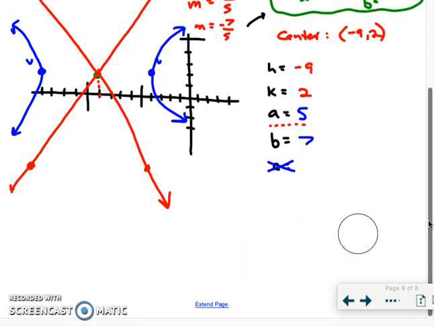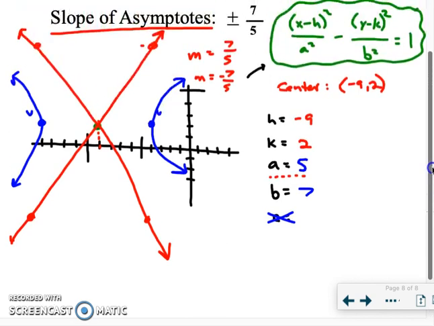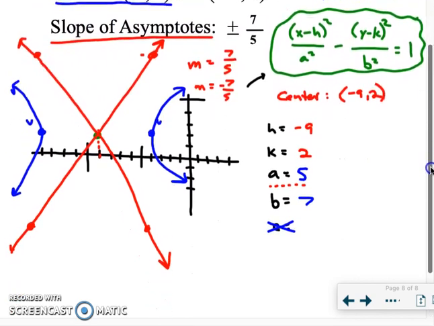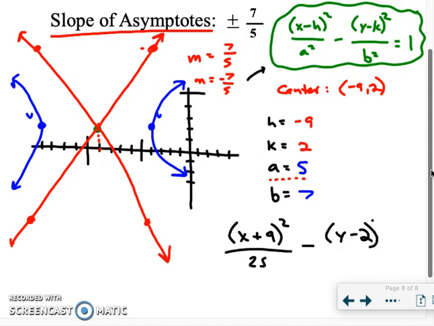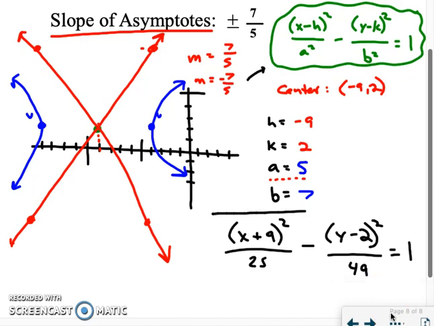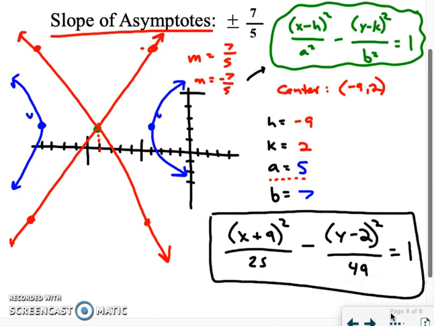So once we have h, k, a, and b, it's a matter of looking at, yep, this was a horizontal hyperbola. Therefore, what you see in green there, that's the standard form. Again, we didn't need c. So now it's just a matter of filling in. So x minus h, so x minus negative 9 is x plus 9 squared over a squared. If a is 5, 5 squared is going to be 25. Minus y minus k, so y minus k is 2, squared over b squared. If b is 7, 7 squared is 49, and that is equal to 1. So my final answer is right.